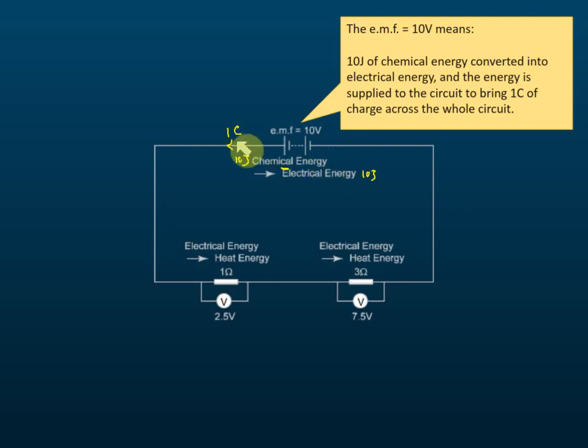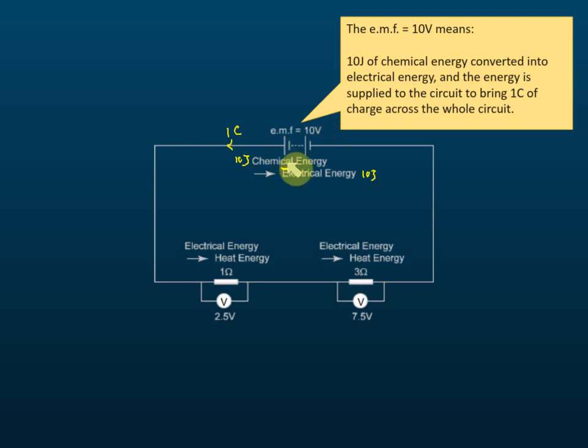Now 10 joules is for 1 coulomb only. If you want to move 2 coulombs, then you need 20 joules. If you want to move 3 coulombs, then you need 30 joules. That is what it means by e.m.f 10 volts: every 1 coulomb of charge that moves across the whole circuit from the beginning to the end, we do 10 joules of work. And the more work is done, the faster the charge moves.